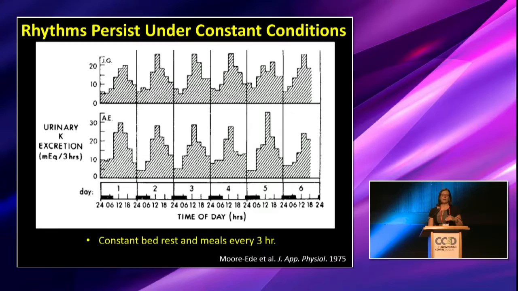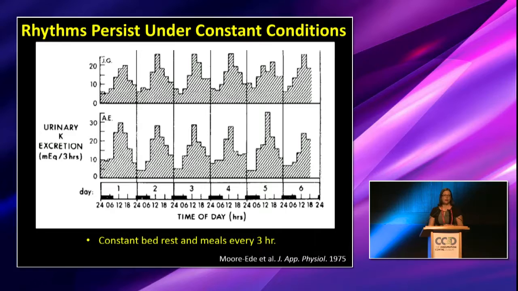They were given constant liquid nutrition supplements every 3 hours, and again they were under constant bed rest. The experiments were done under constant dim light as well. So there were no light cues, no time cues, and food cues were kept constant. Even under these conditions, these rhythms in urinary potassium excretion persist. It's one subject here and one subject in the lower panel, going out 6 days here. They must have had a nice treat for them to participate in such a study. You can see that this rhythmic pattern is very consistent and it persists across these experimental days.